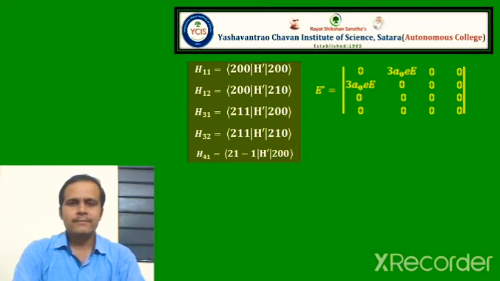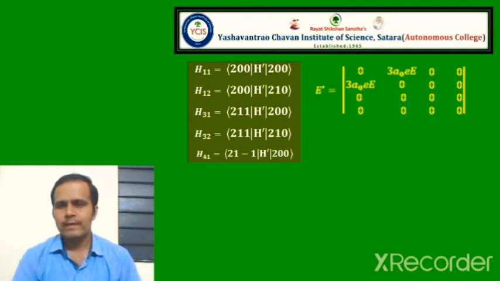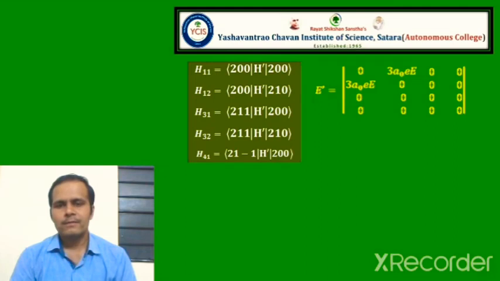So when we take the integrations and when we solve H11 by using those wave functions, we will get answer 0, and most of the values from those 16 will be equal to 0. Only non-zero terms are two. One is H12 and H21. H21 and H12 will be the non-zero values, and other than these are zeros.